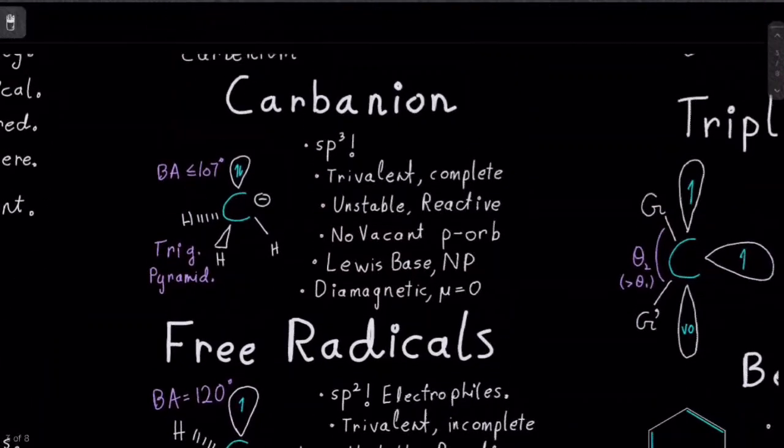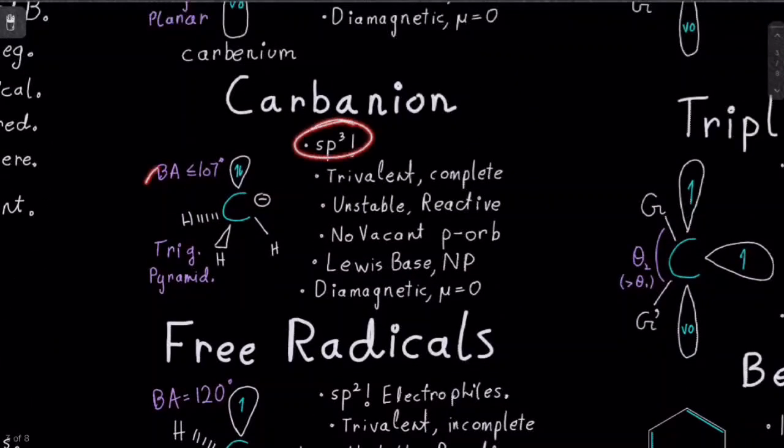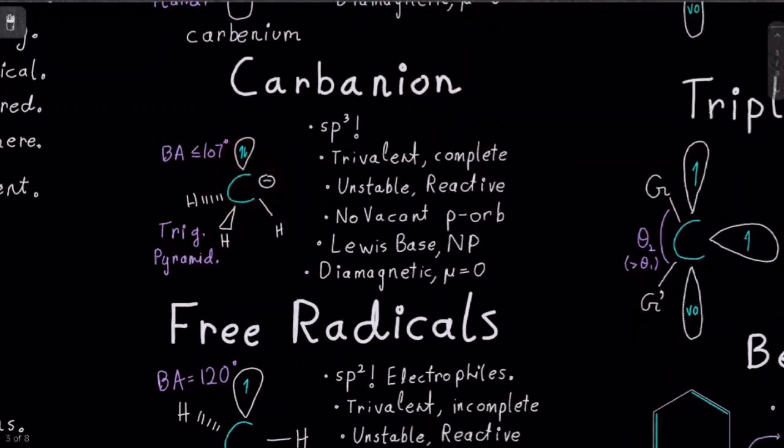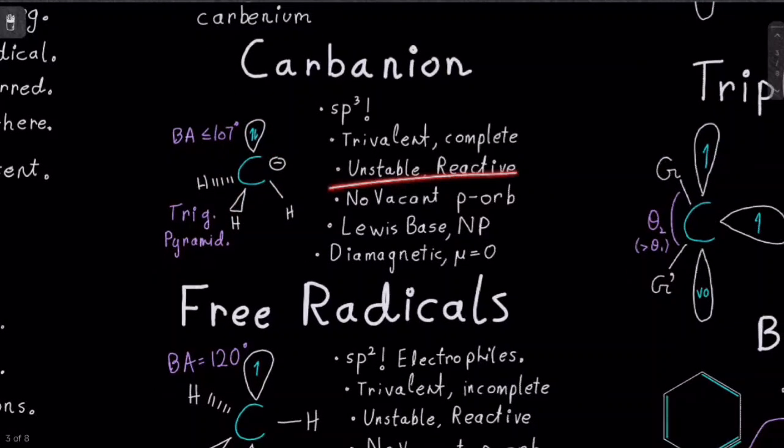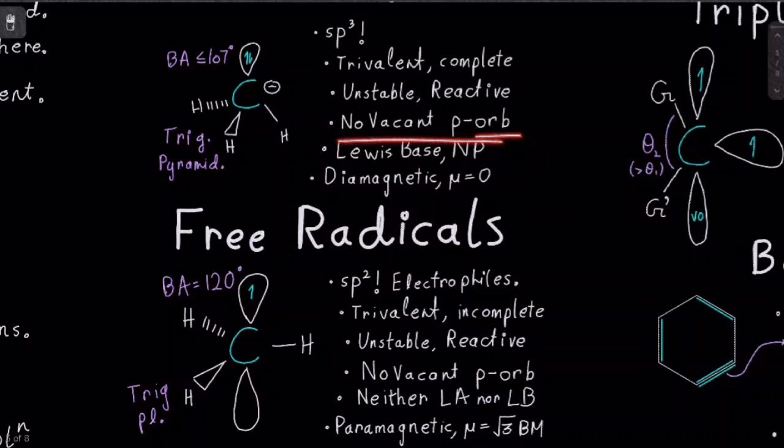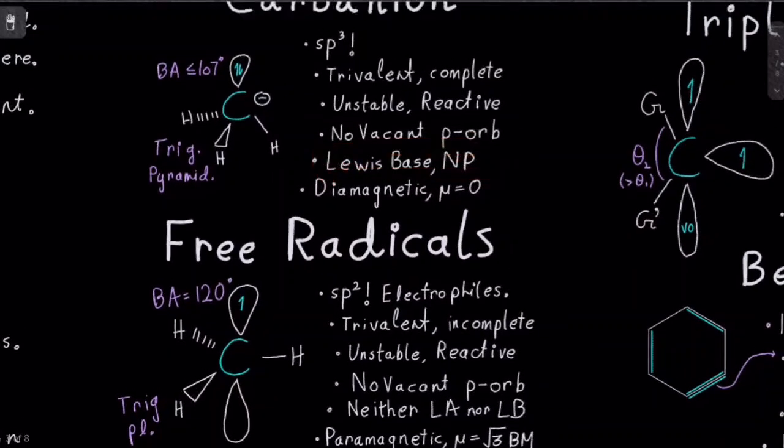Now, if we learn about carbanion, it has hybridization sp3. All its bond angles between the hydrogens are less than 107 degrees, and its shape is trigonal pyramidal because the lone pair has greater repulsion than the bond pair, and it pushes them down here. So it is trivalent, but this time it has a complete octet because it has 2, 2, 2, and 2 more, so complete 8 electrons in its octet. Again, unstable and reactive. It has no vacant p orbitals. It acts as a Lewis base and a nucleophile because now it wants to donate electrons. And again, this is diamagnetic because all its electrons are paired.